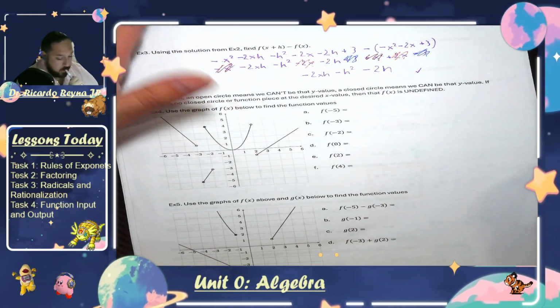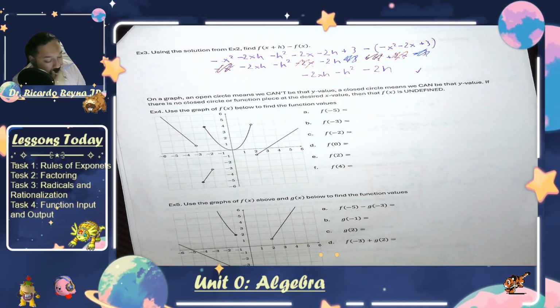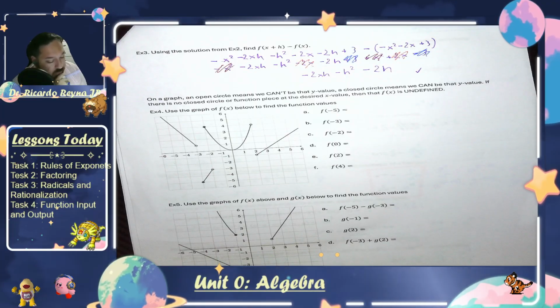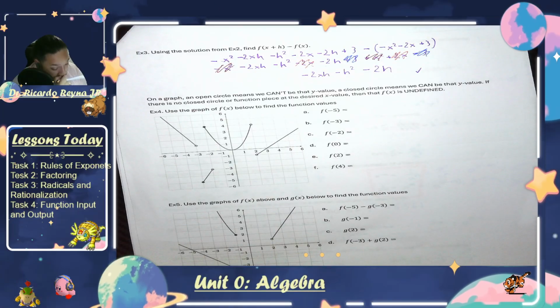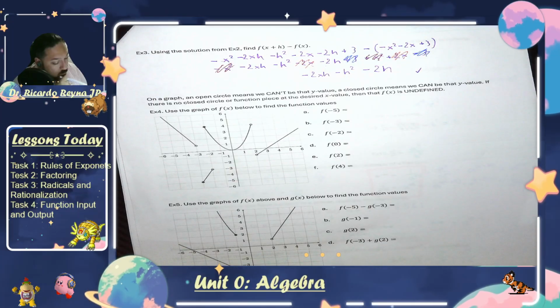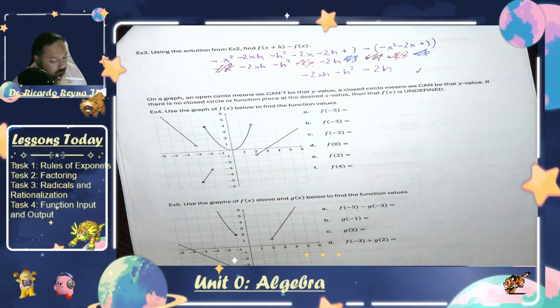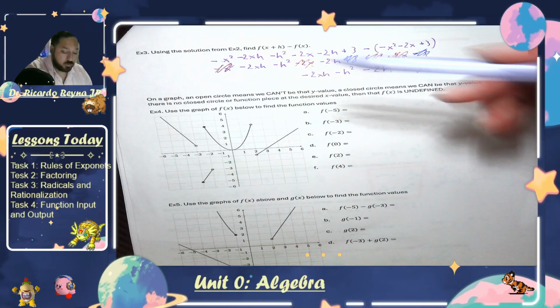All right. Now, recap with the visual aspect of a function. On a graph, an open circle means we cannot be that y value. A closed circle means we can be that y value. If there is no closed circle or function line at the desired x value, then that f of x is undefined. So let's go ahead and go through these.